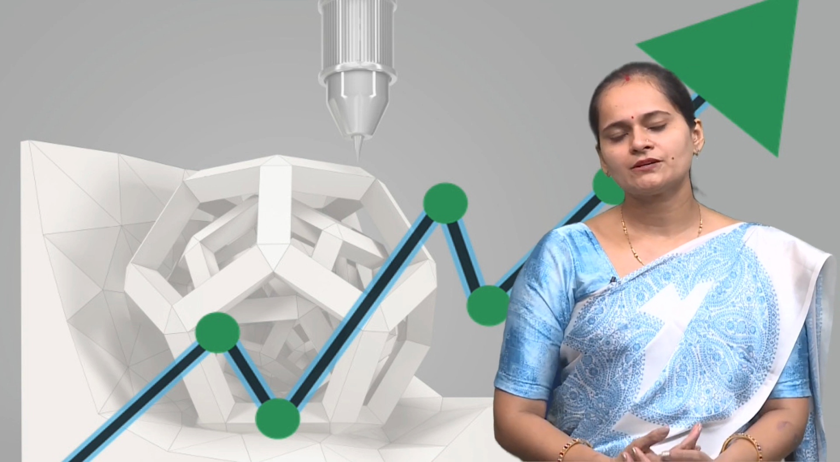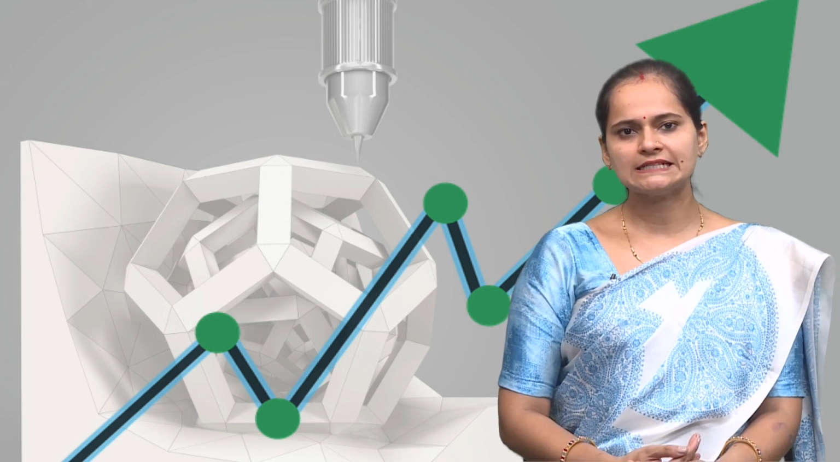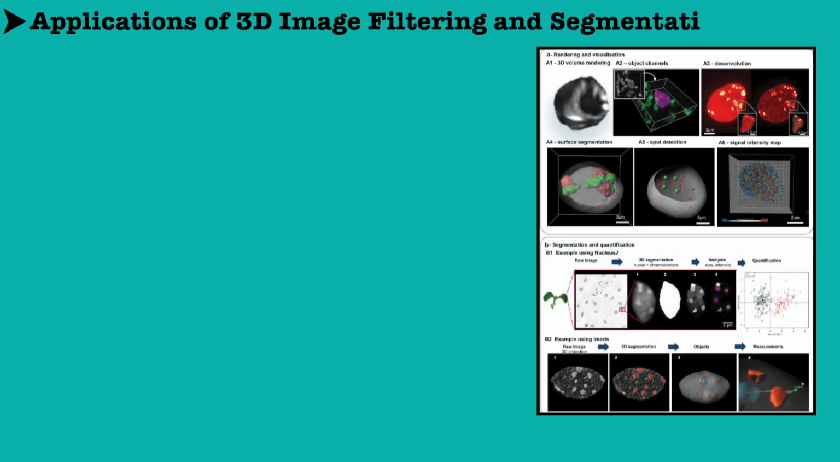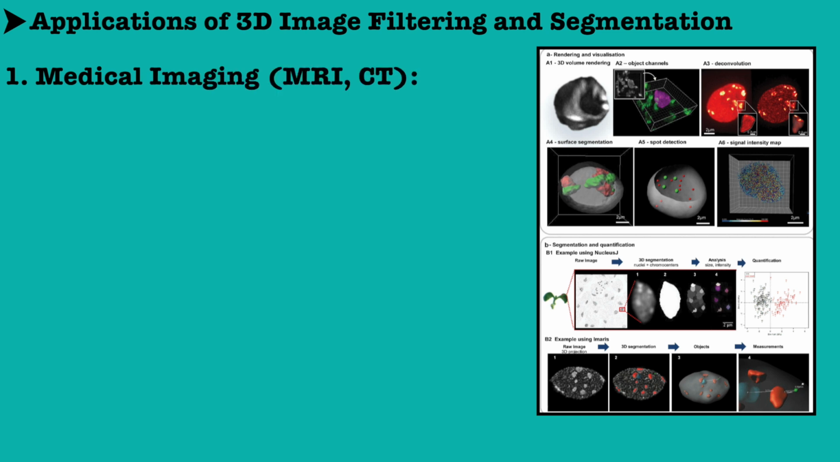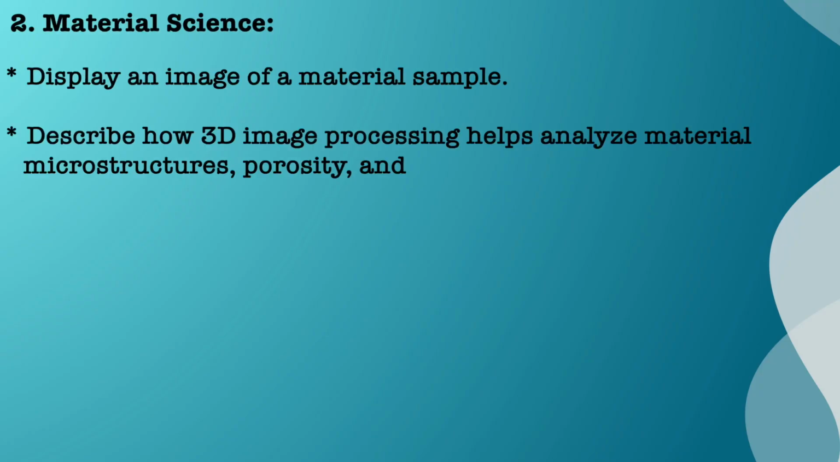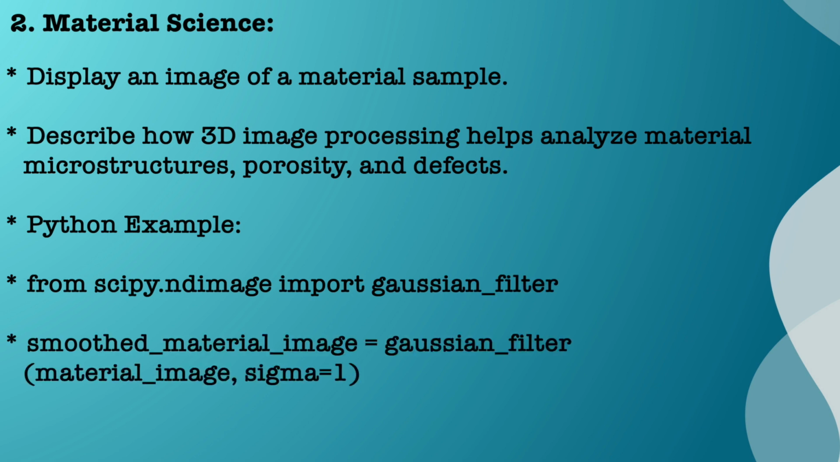So another topic is applications of 3D image filtering and segmentation. Some of the areas: the first one is medical imaging, here in MRI and CT. So the Python code is here. Then the next one is material science, which displays an image of a material sample and describes how 3D image processing helps analyze material microstructures, porosity and defects. So this is the code for material science.